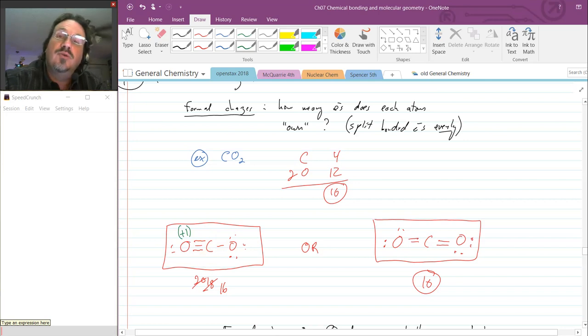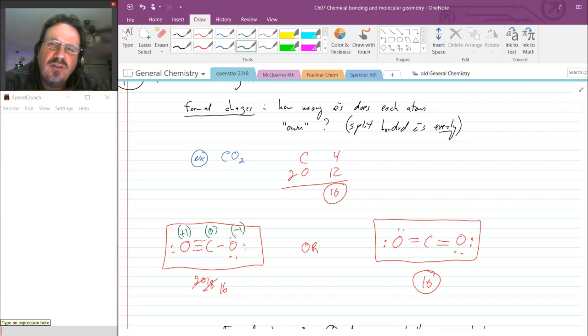Carbon usually has 4 electrons because it's in the 4th column over, so it has 0 formal charge. This oxygen over here, 1, 2, 3, 4, 5, 6, 7. It owns 7 electrons. It usually only has 6. It's like it's gained an electron, so it has a formal charge of -1. Alright, so assigning formal charges is fairly straightforward, and you get pretty good and quick at it after a while.